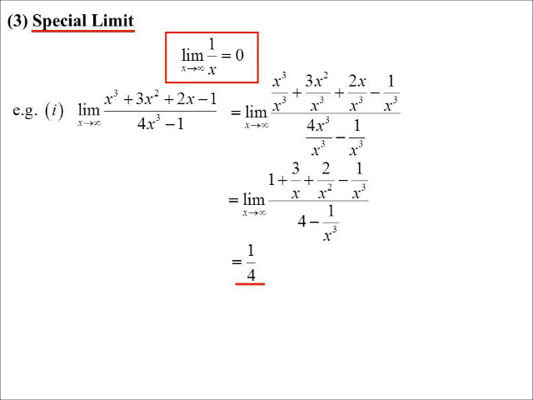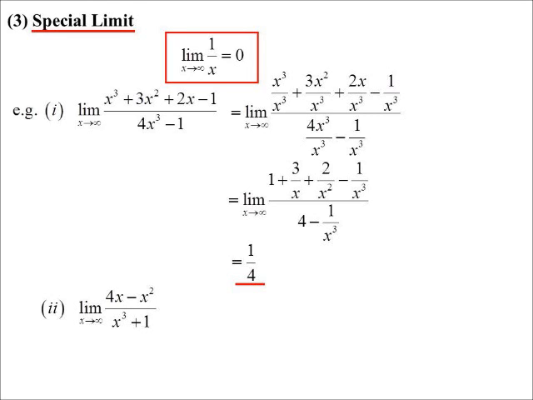There's the answer. The reality, of course, is I don't actually need to divide everything by x cubed, because the key is the highest power. So when I look at my original one, all I really need to do is ignore everything except the highest power. If I do that, I've got x cubed on 4x cubed. That cancels, a quarter.